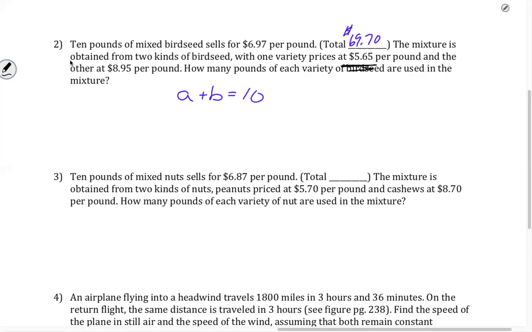How much is the first birdseed? 565. How much is the second one? 895. What's 895 big? Equals 6970.